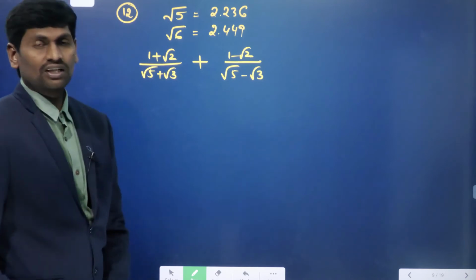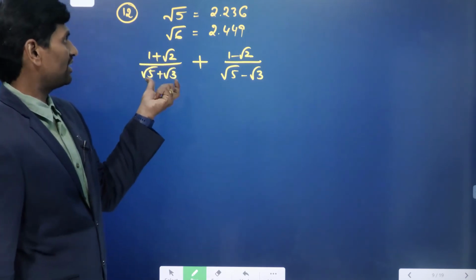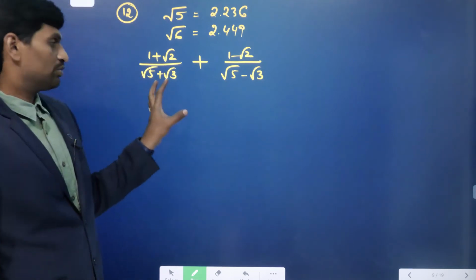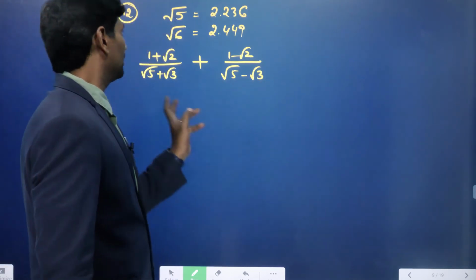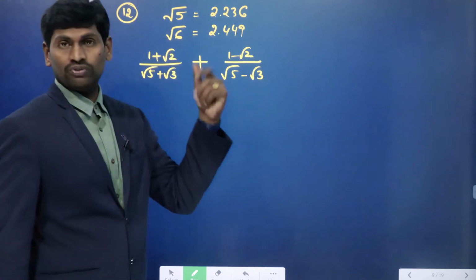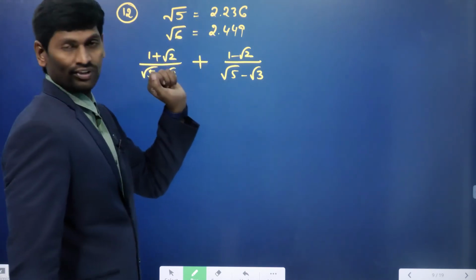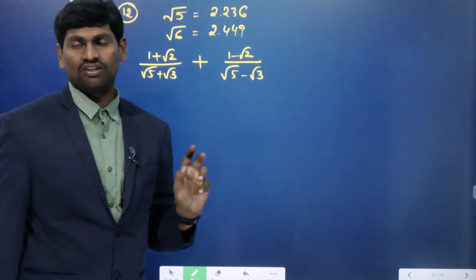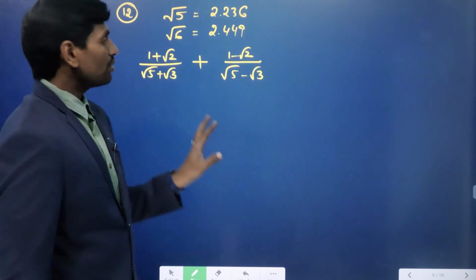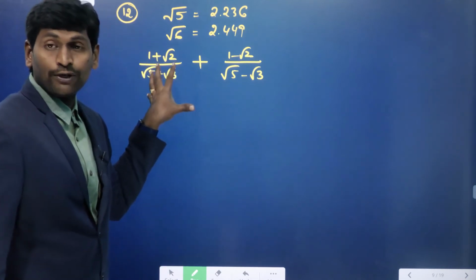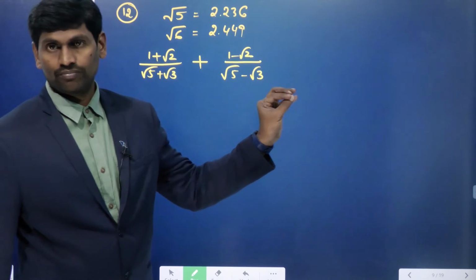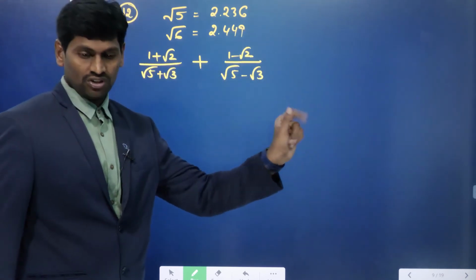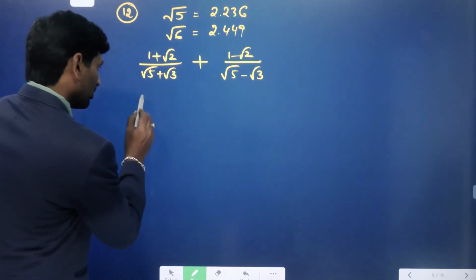How to find this? If we substitute directly, we'll get the decimals and all. So first of all, let us try to rationalize the denominator. Because here root 6 value we don't have, we have only root 5 value. Root 3 value is not there, root 2 value is also not given. Only root 5, root 6 is given. So first of all, let us convert the denominator into rationalizing form for the first term. Second term also, denominator into rationalizing form.